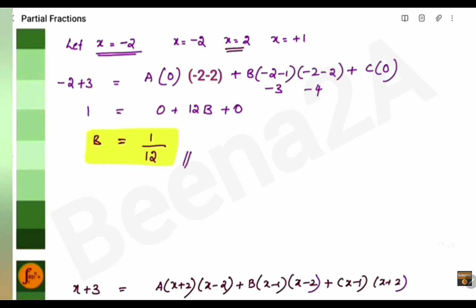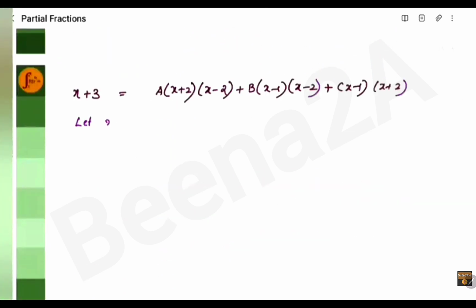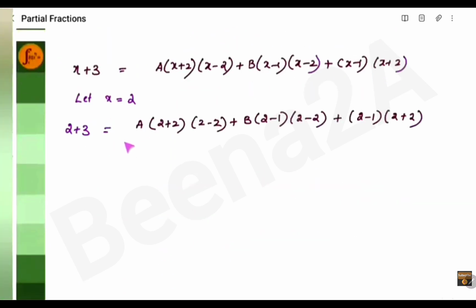Now we'll take x equal to 2. Let x be equal to 2. So when you substitute x as 2, you will get this particular expression. 5 is equal to, this will become 0, this will become 0. So 0 plus 0 plus 2 minus 1, 1, into 4, 4C. So C is equal to 5 by 4.